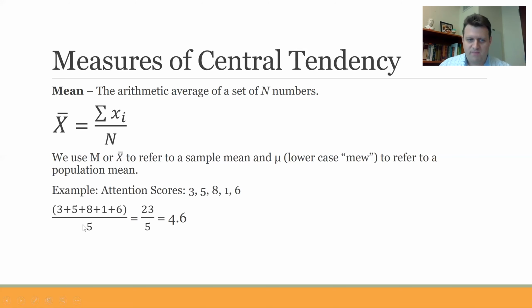So if we're doing this math, add all these numbers up. 23 divided by 5, so our mean is going to be 4.6. Okay, so we can either do x bar, or we can write an m equals 4.6. Nothing new here, nothing incredibly complicated, nothing you haven't seen before.